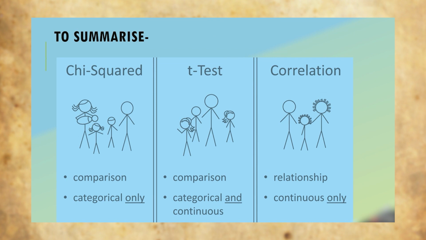So in summary, we can say that chi-square is used when we try to compare the data and the data are categorical in nature. In t-test, we try to compare and we have both types of data, categorical as well as continuous. And in correlation, we try to look into the relationship only with the data type which is continuous in nature. Till now, we discussed the quantitative analysis.